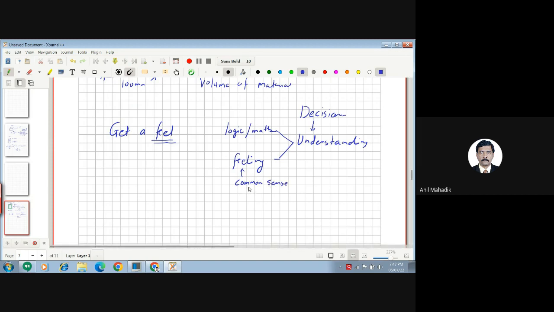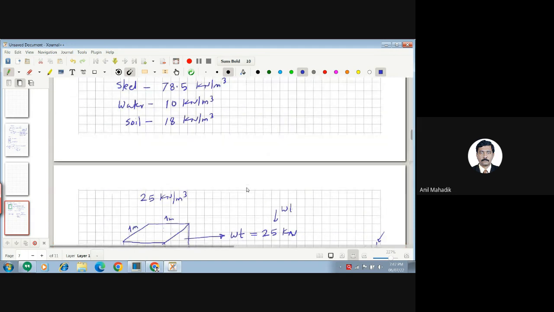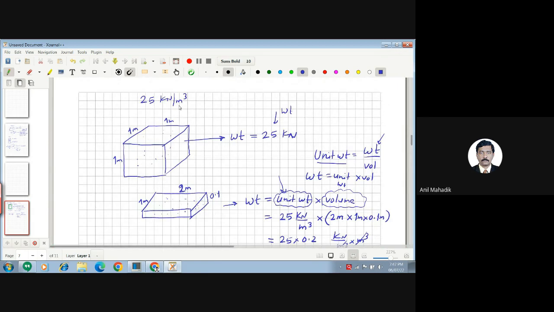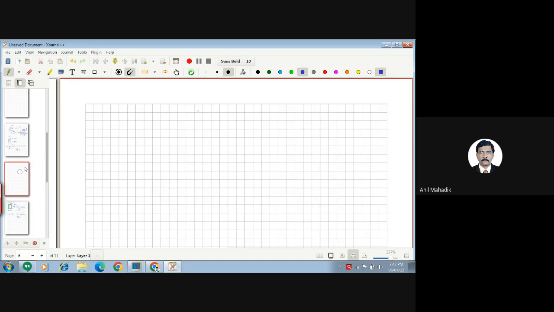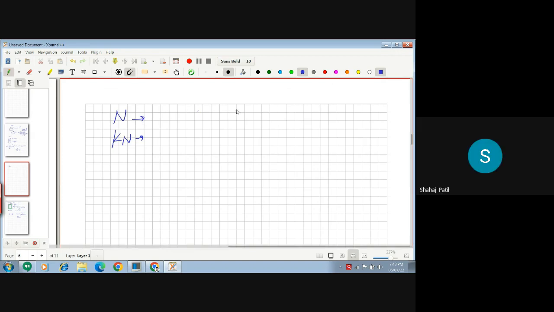Now, what do I mean by this? What do you mean by 25 kilonewton per meter cube? When I asked you, you said that if you consider a block of 1 meter by 1 meter by 1 meter, fill it with concrete, and weigh it on a weighing machine, you will get this weight. That is the meaning. For every 1 meter cube of the material, the weight will be 25 kilonewton. So you are feeling this now. There is one more thing regarding the feeling. Many times we don't understand the unit Newton or kilonewton. From our childhood, we are more comfortable with which unit of weight?